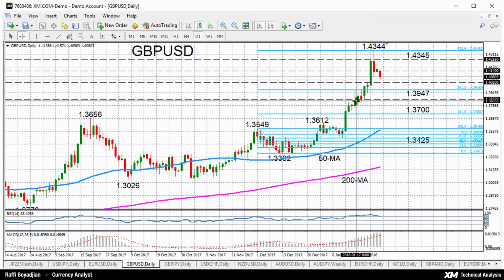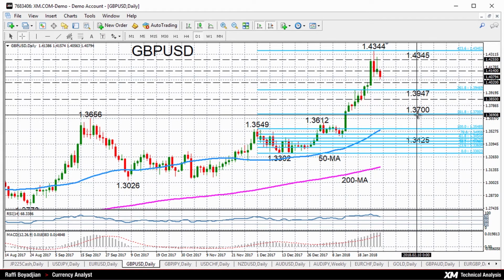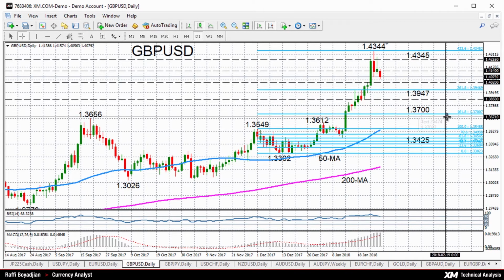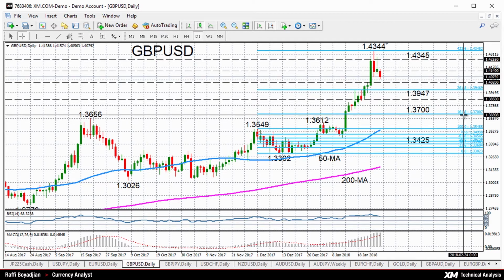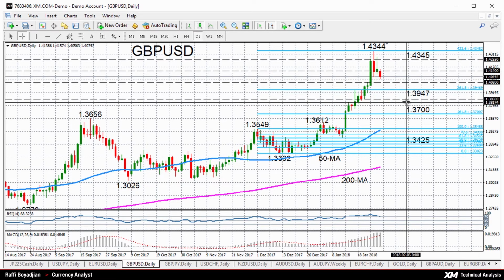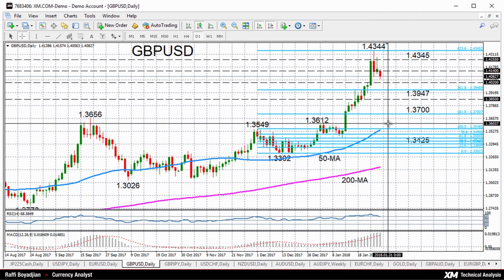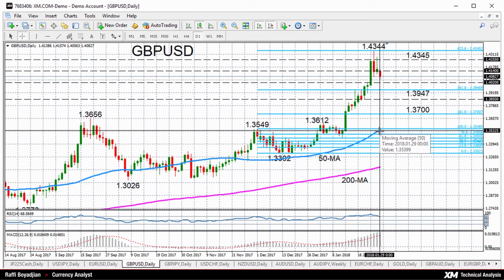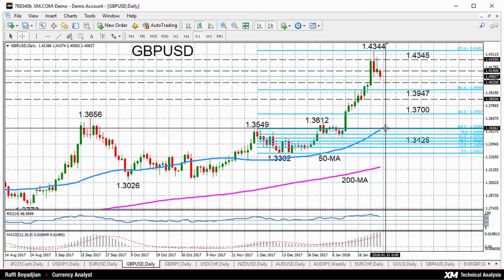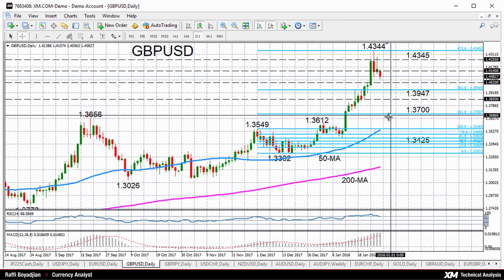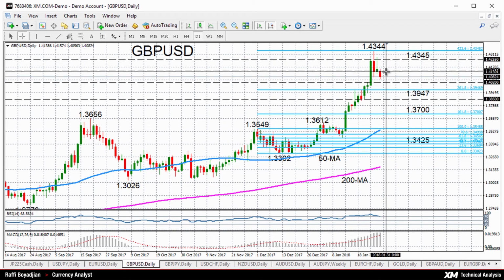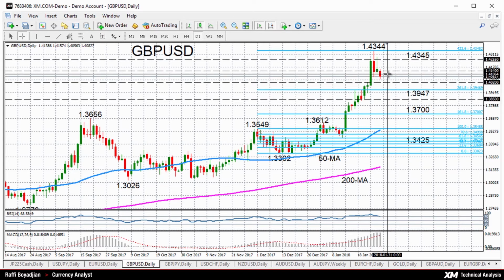That area has been a congestion area in the past, and then below that we have the 1.37 handle, which is the 161.8% Fibonacci extension, and then a drop below that we could see the bullish bias becoming at risk of turning bearish, as it would then approach the 50-day moving average, currently at around 1.3550.